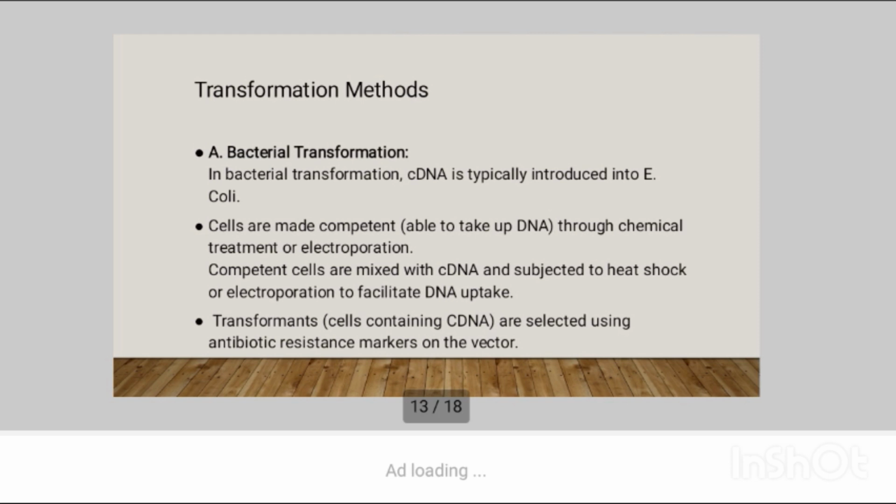First, we look at bacterial transformation. In bacterial transformation, the cDNA is typically introduced into E. coli cells. The cells are made competent, able to take up DNA, through chemical treatment or electroporation. Competent cells are mixed with cDNA and subjected to heat shock or electroporation to facilitate DNA uptake. Transformed cells containing cDNA are selected using the antibiotic resistance marker on the vectors. This is how bacterial transformation is done.